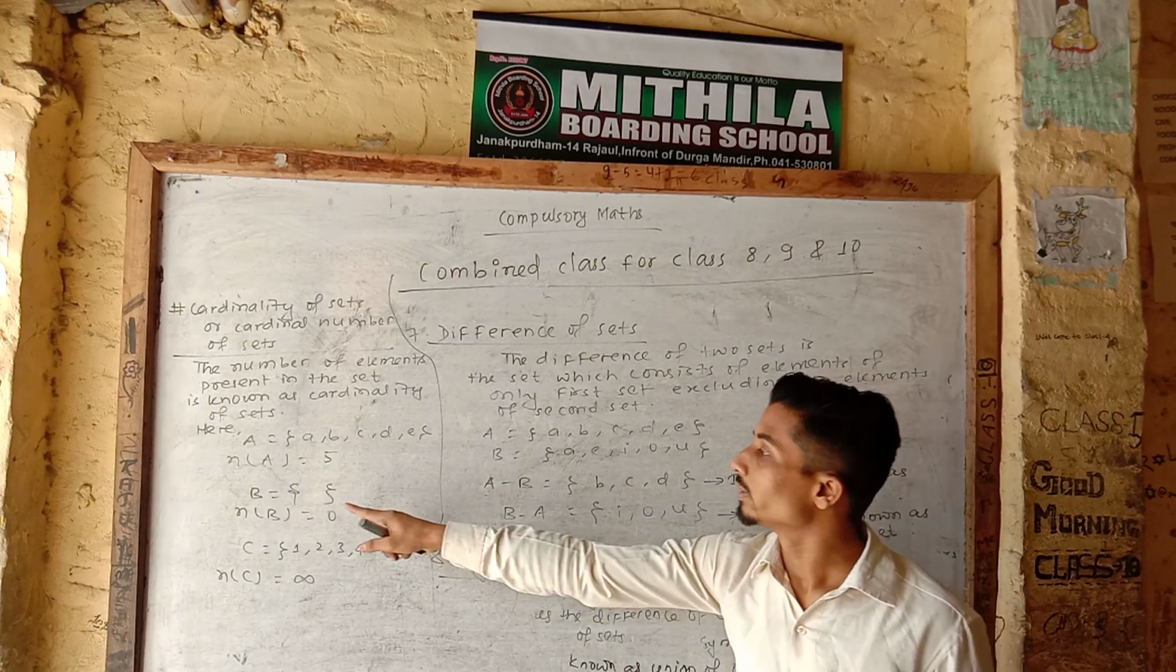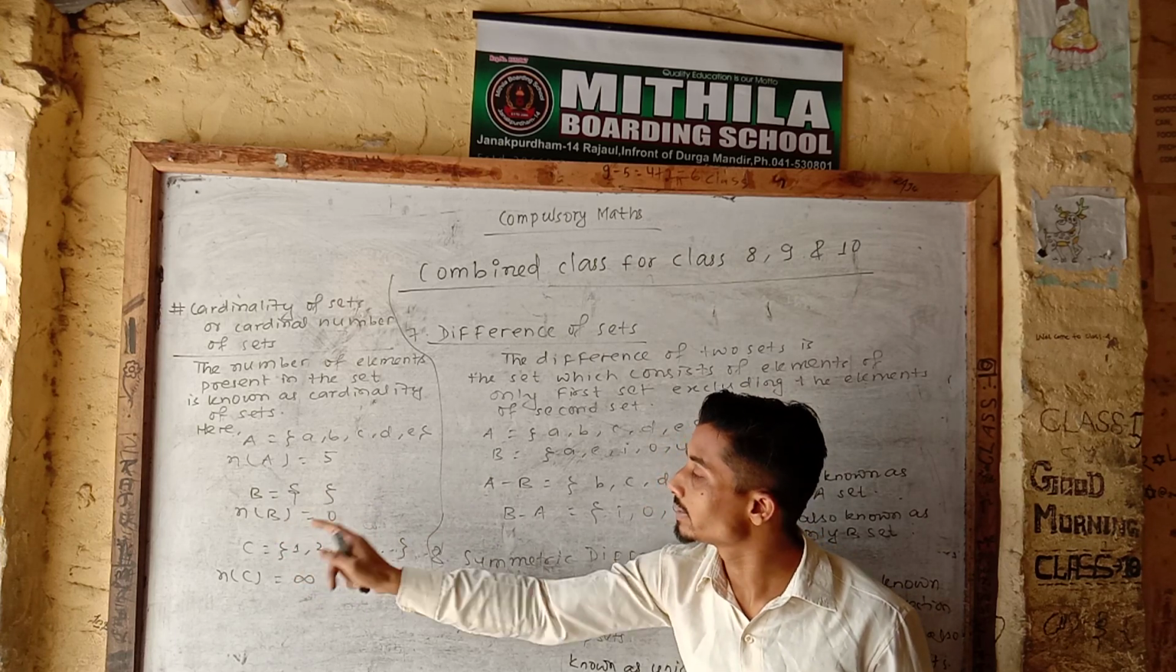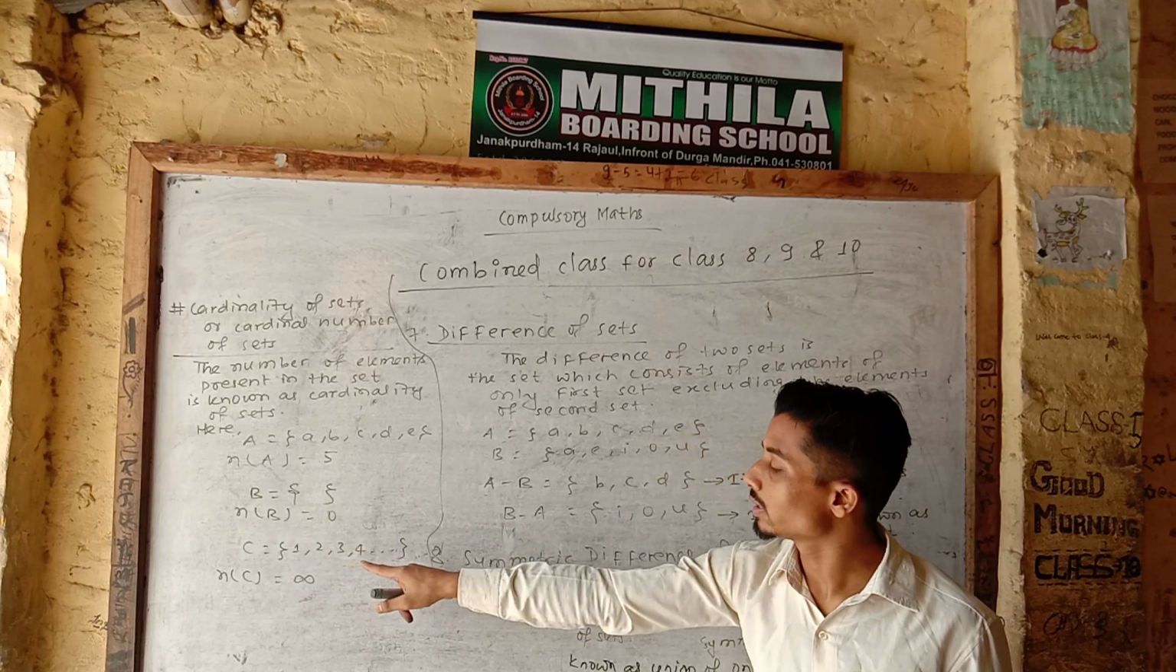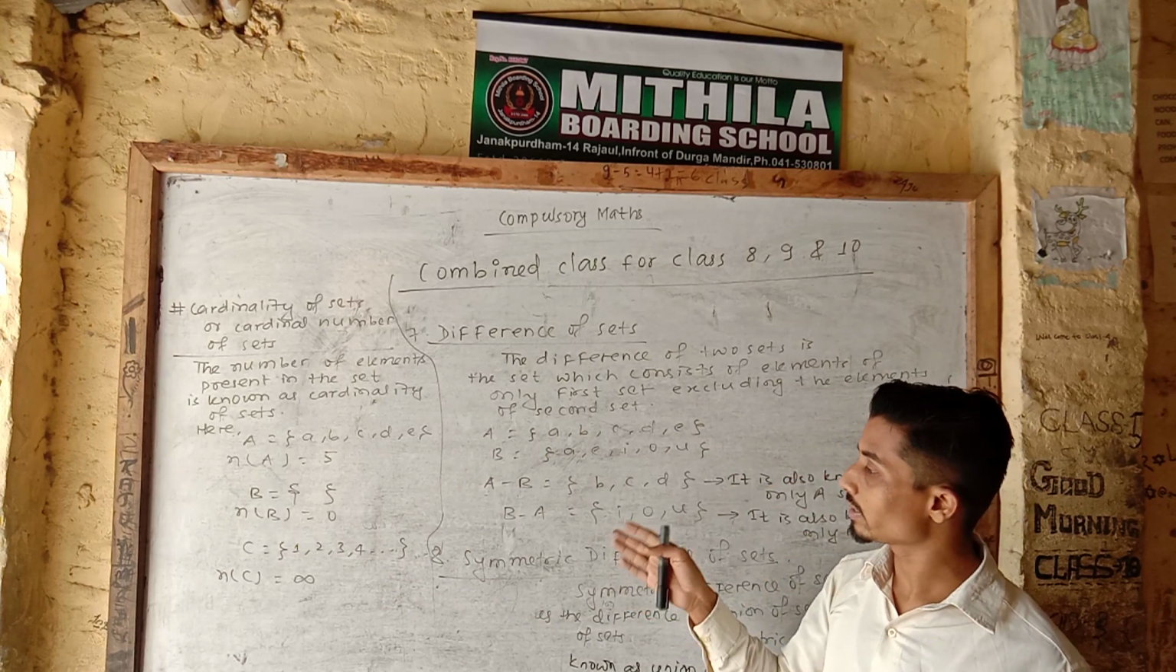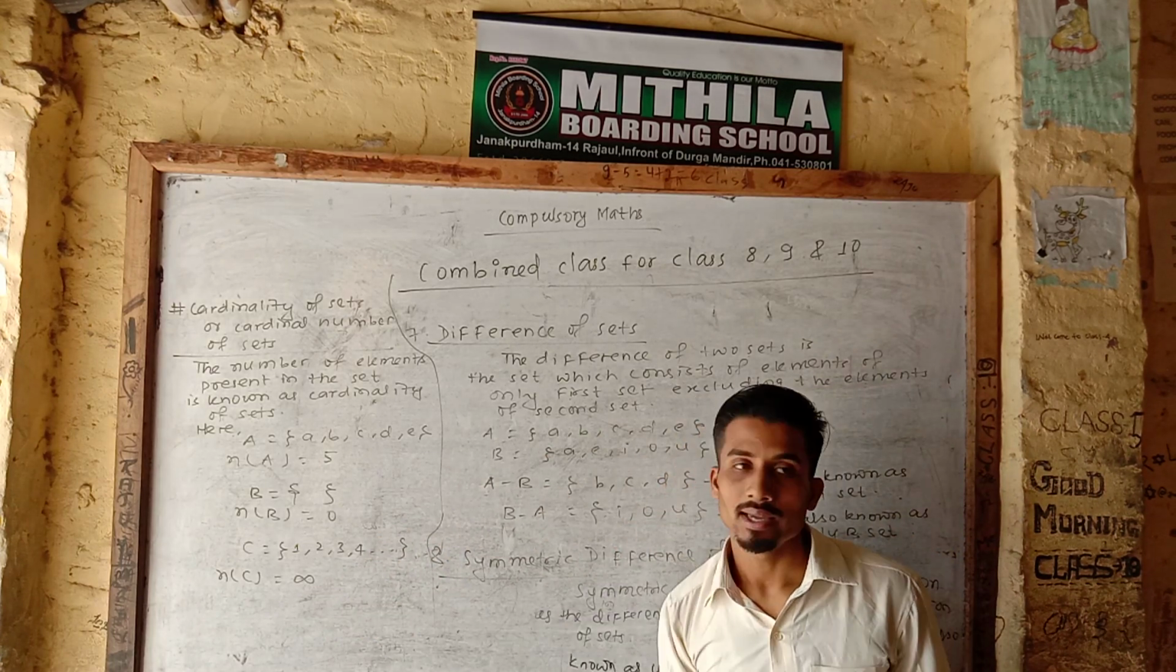Set B, there are no elements. That's why the cardinality of B is 0. Set C is equal to 1, 2, 3, 4, 5, dot, dot, dot. That means it has infinite elements. That's why the cardinality is infinite.